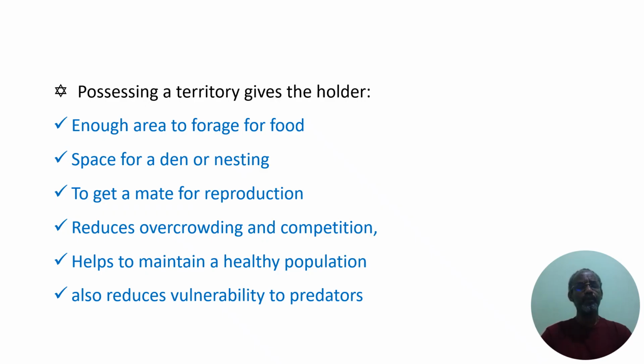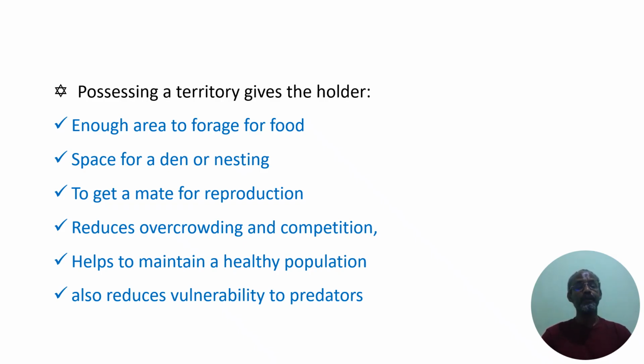Why is it important? One, enough area. They may provide for themselves enough area to forage for food, which is not touched by other members coming from any other area. Therefore, if you build a territory, that territory may hold enough food to forage for yourself. The other, space for a den or nesting. You are not only provided with food, but you may get enough space to live in or to build your nests.